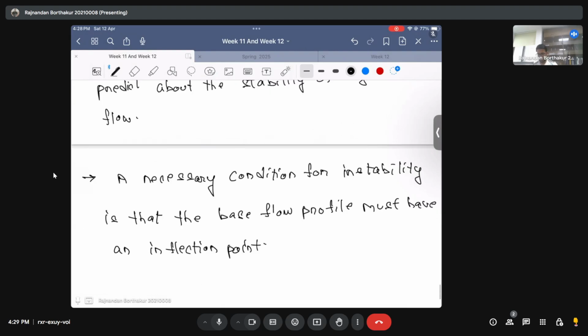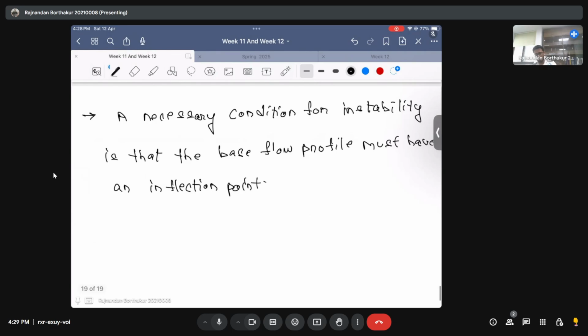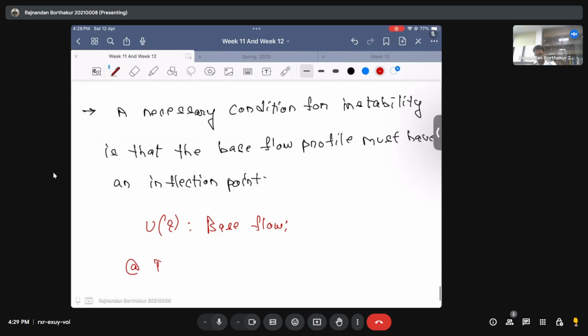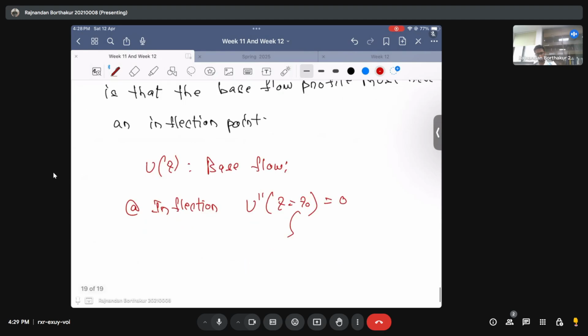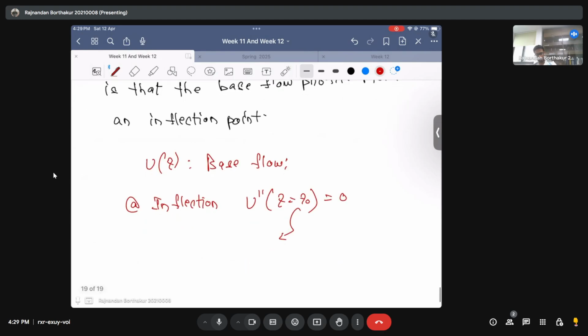Okay, and I hope you know that if my u of z is the base flow, then at the inflection point, I think you know what an inflection point means, my u double prime at, let's say, z equal to z naught, where z naught is the inflection point, is equal to 0.